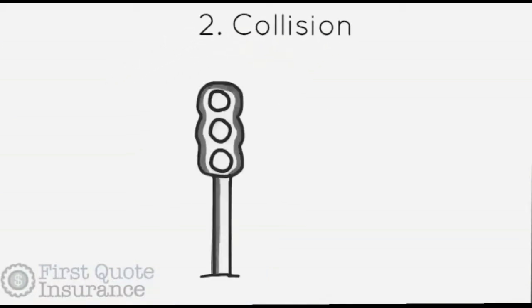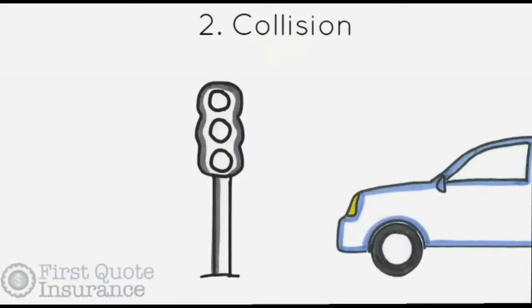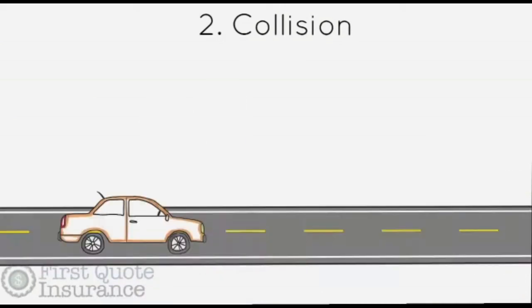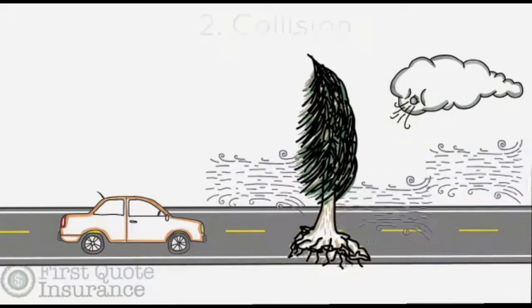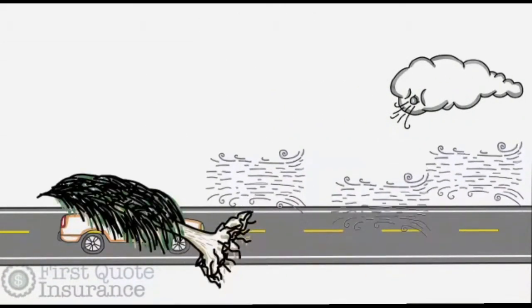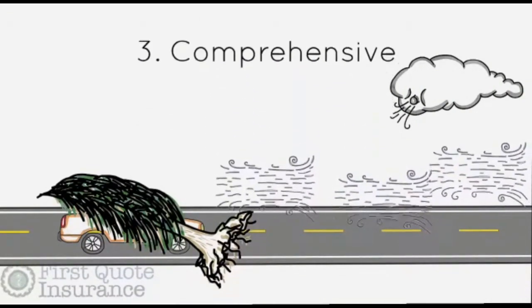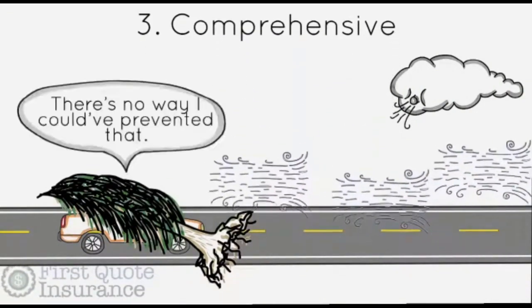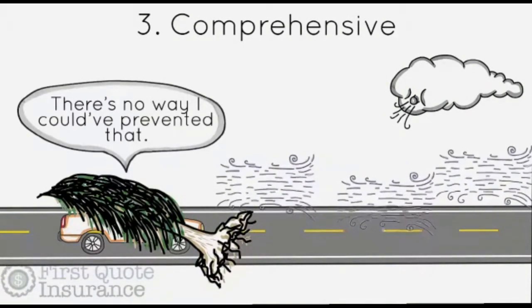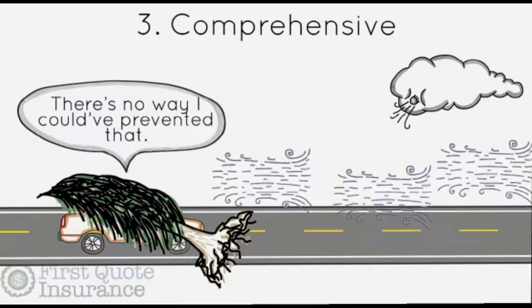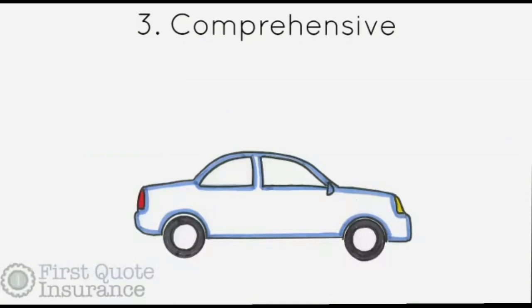2. Collision. It's the second most common type of auto insurance coverage. It will pay for damages to your car from an accident even if you were at fault. As the name implies, collision coverage pays for damages incurred when you were driving and collide with another object. Losses from non-crash events like weather damage are not covered by your collision insurance.